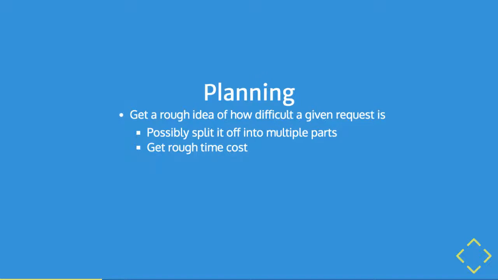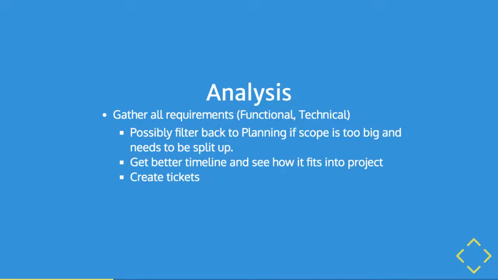Let's talk through a little bit of what these different stages are. First we have the planning stage, and that's just to get a rough idea of how difficult a given request might be. It could be something like, I want a website, and that's a very vague request. There's a lot of stuff that we need to do, and maybe we need to split it up into multiple parts. Or it could be as simple as, I need to add an image on the homepage. That's a very clear, concise request. Then you might do some rough time and cost estimates. And then from the planning stage, we go into analysis.